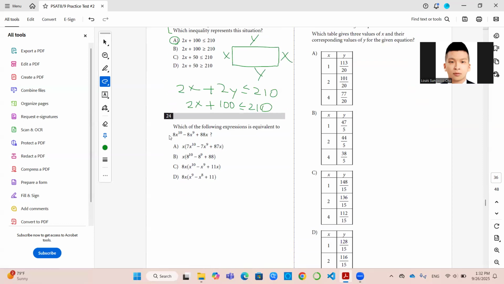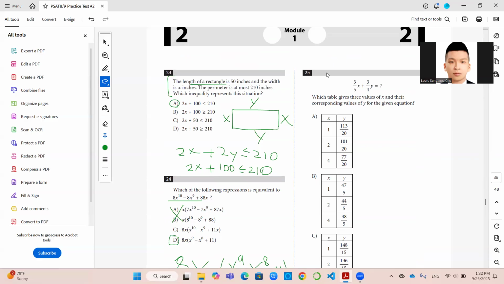Which of the following expressions is equivalent to 8x to the power of 10 minus 8x to the power of 9 plus 80? Okay, immediately I can see x is something common, so I can pull x to the front. 8, minus 8, and 80, they're all divisible by 8. So I can pull that as well. So A and B are immediately eliminated. And since I pulled out the x from x to the power 10, I could go like this. And I can go like this. So D is the correct answer.